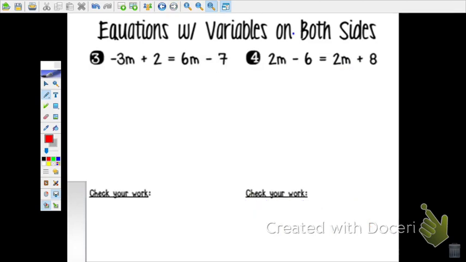So I'm going to move to number 3. We'll come back and do number 1 in a little bit. So number 3, again, variable on both sides. I have a negative 3m. I have a positive 6m. So which one do I want to eliminate? The negative 3m. So what do I have to do to get rid of that negative 3m? Add 3m to both sides.